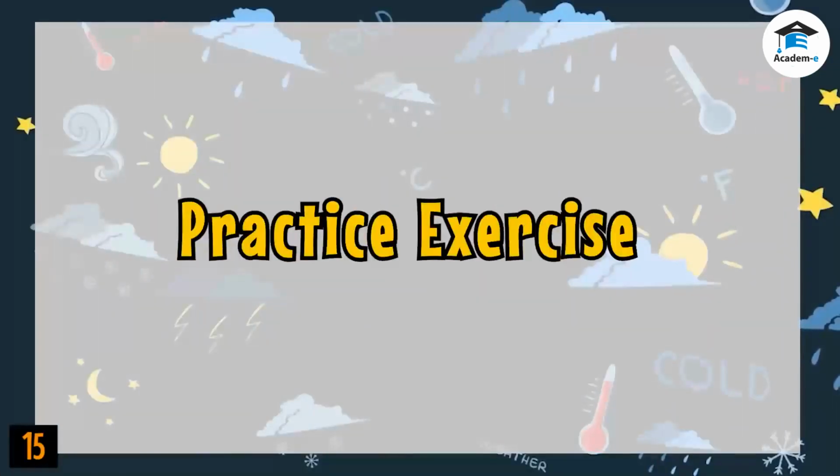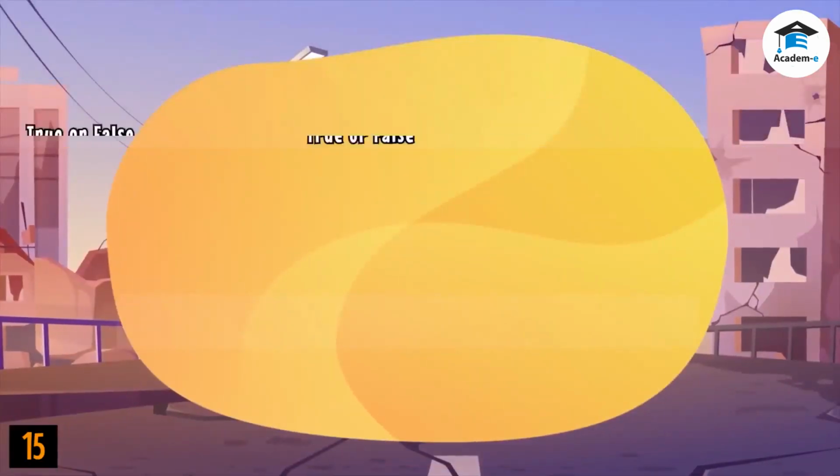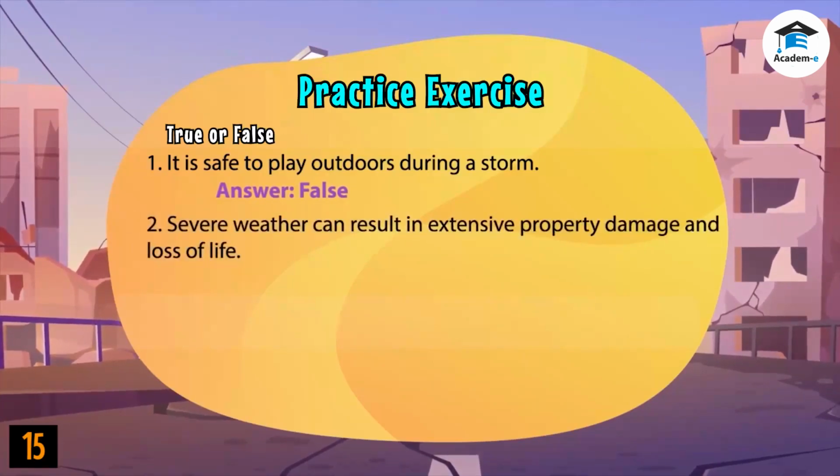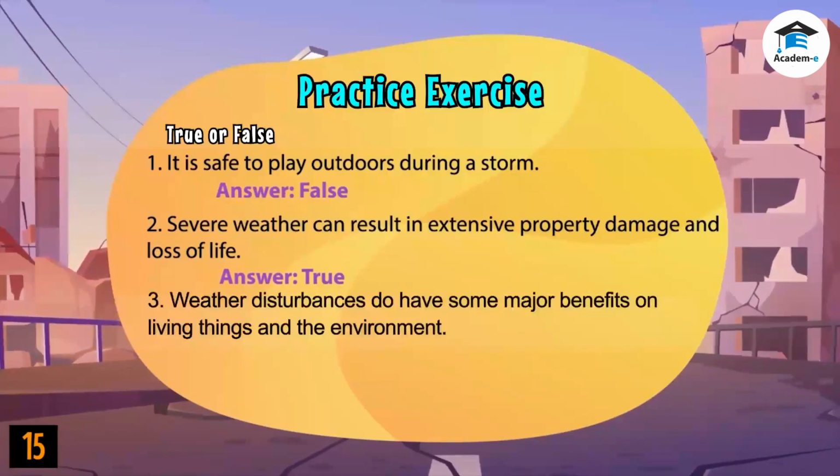Practice exercise. True or false? 1. It is safe to play outdoors during a storm. The answer is false. True or false? 2. Severe weather can result in extensive property damage and loss of life. The answer is true. True or false? 3. Weather disturbances do have some major benefits on living things and to the environment. The answer is true. End of lesson.